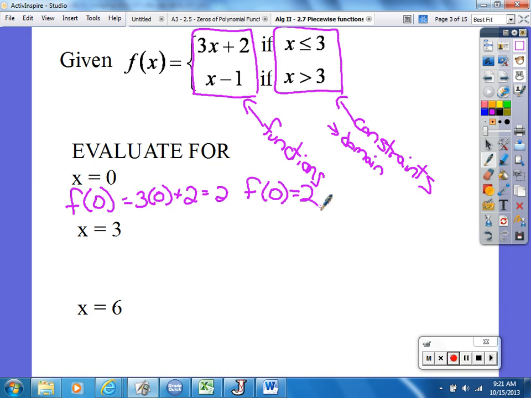So I look at that constraint value first and then plug it into the correct function. Does that make sense? Okay, so what I want you to do right now is to look at the second one here. I've got x equals 3. I want you to think in your head, don't say it out loud, which one would you plug it into, top or bottom, in your own head? Everybody have an answer? Leaders, I'd like you to say it to your group.